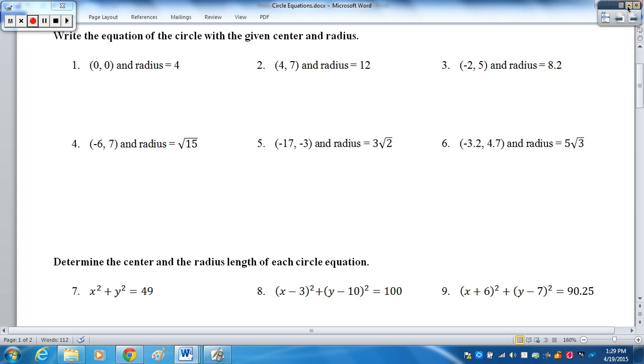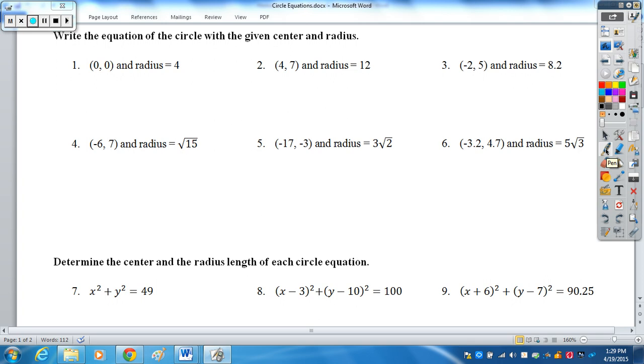Looking at number 2, we want to write the equation of the circle with the given center and radius. The center is at (4, 7) and the radius is 12. Hopefully you're already jotting this down. You should know this pretty well by now: the equation is (x minus h) squared plus (y minus k) squared equals the radius squared. That's what I'd be looking for in number 2. Hopefully you had something like that jotted down already, and you can work through those.